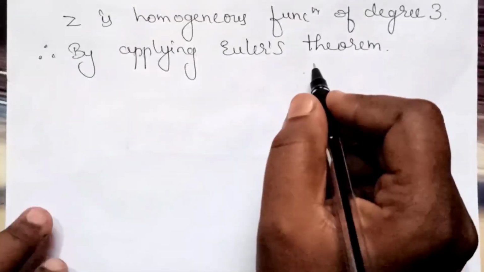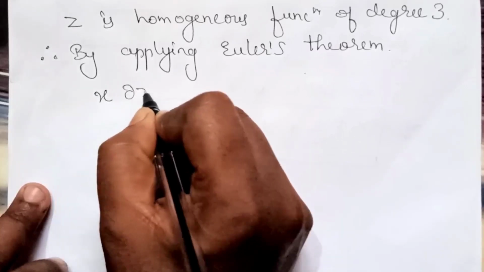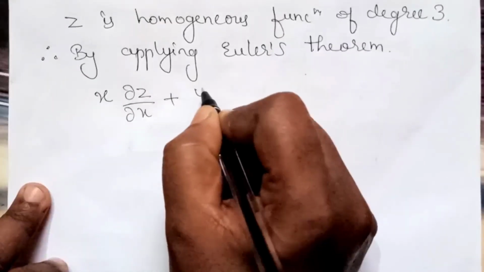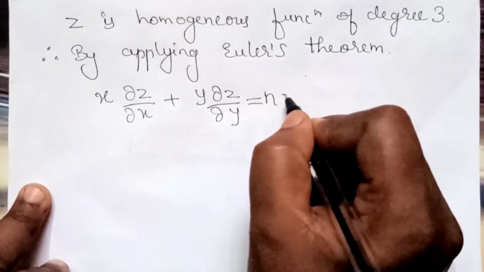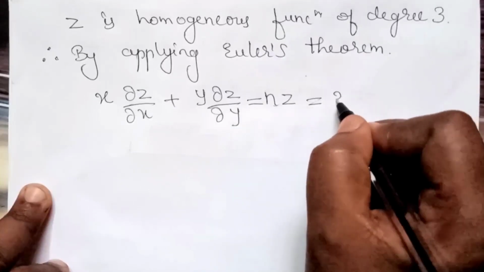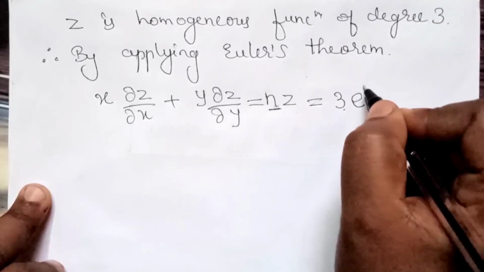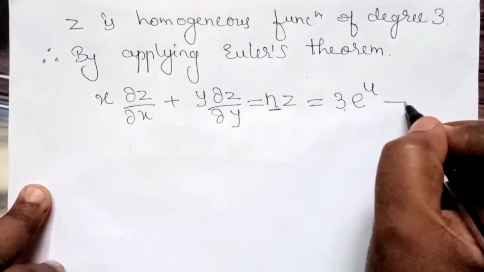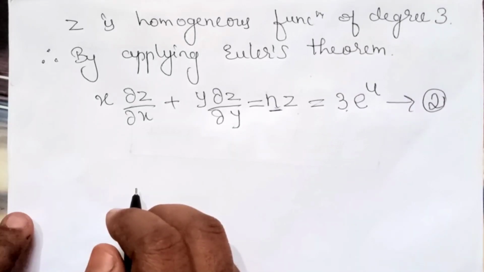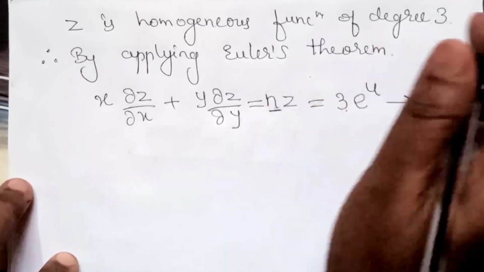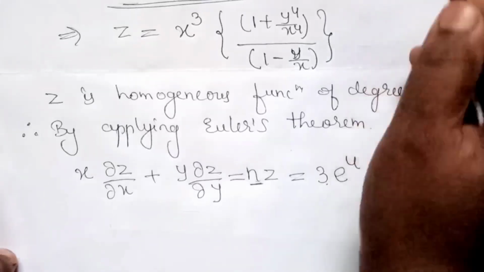By applying Euler's theorem, we get x ∂z/∂x plus y ∂z/∂y equals n into z. Here degree is equal to 3, therefore n value is equal to 3, and z we have e raised to u. So consider this as equation 2, and z equals e raised to u. Consider this as equation 1.